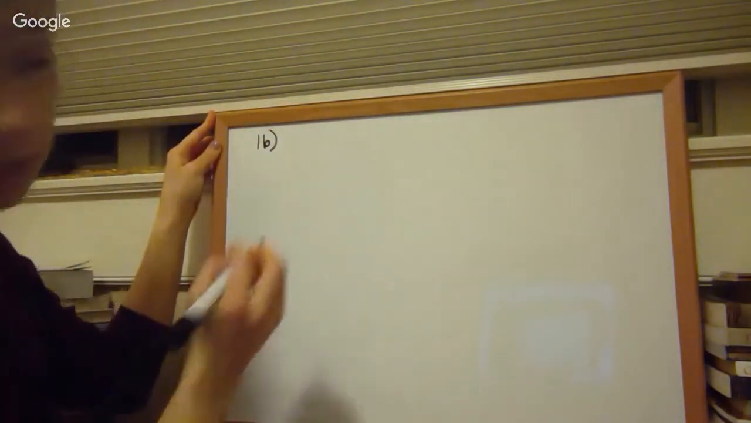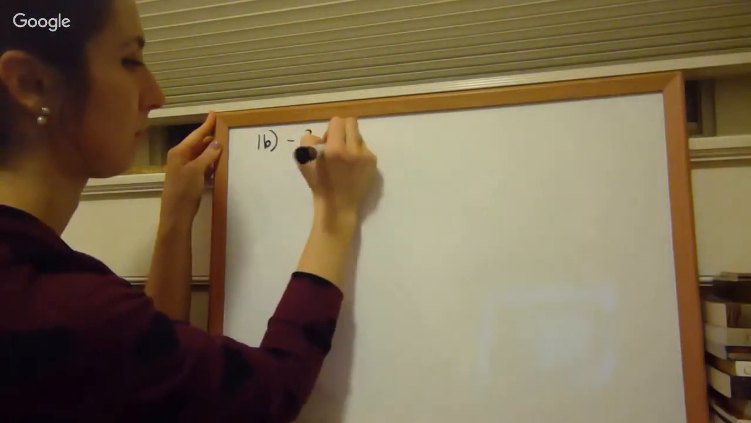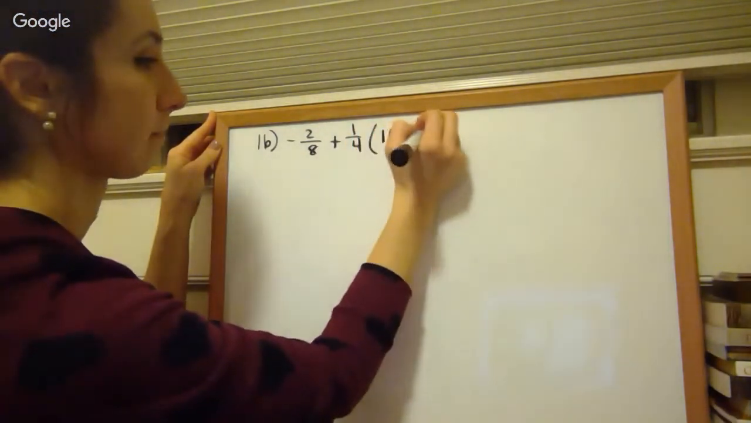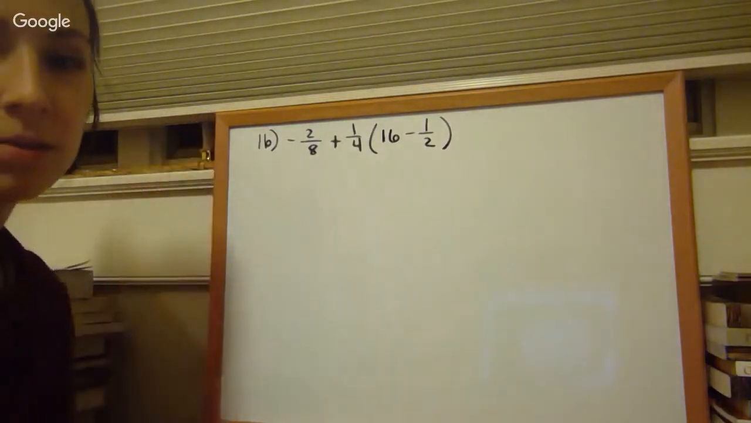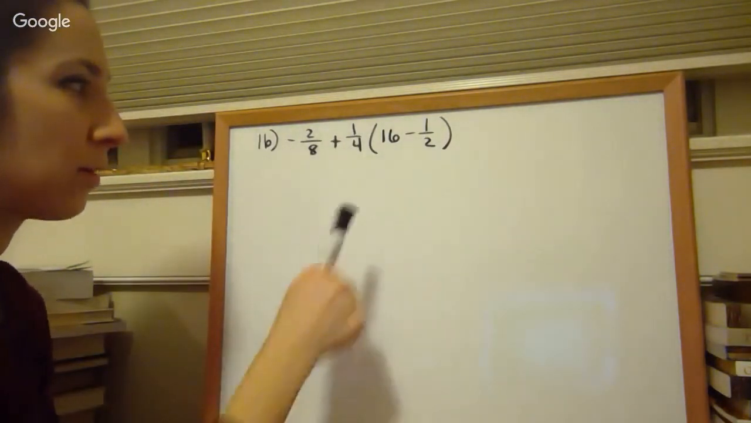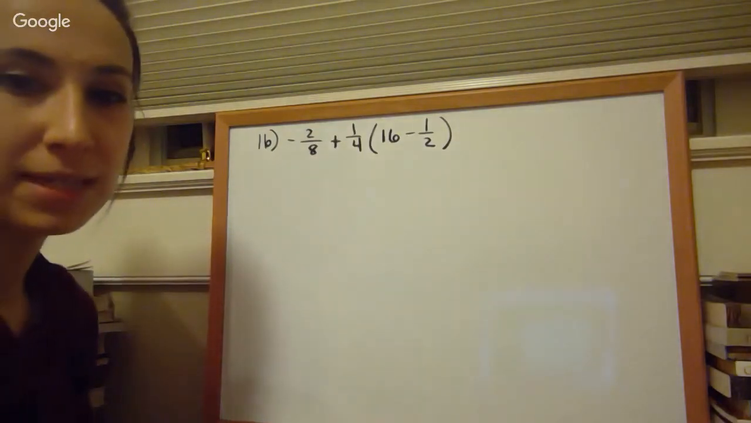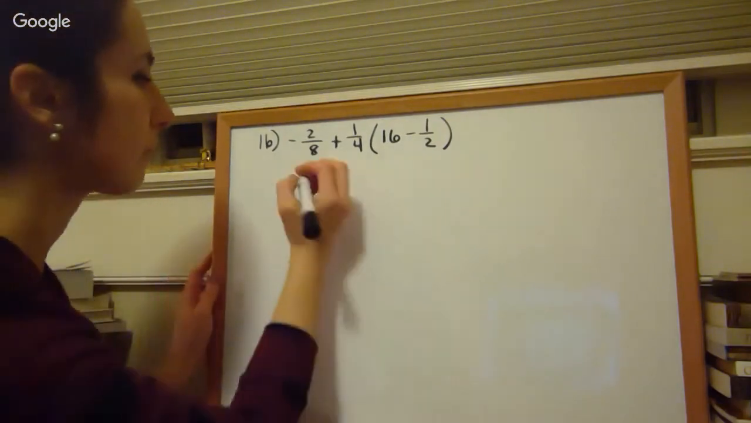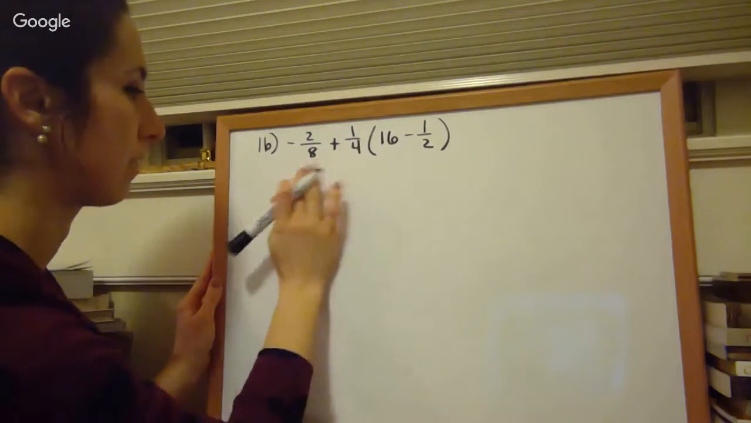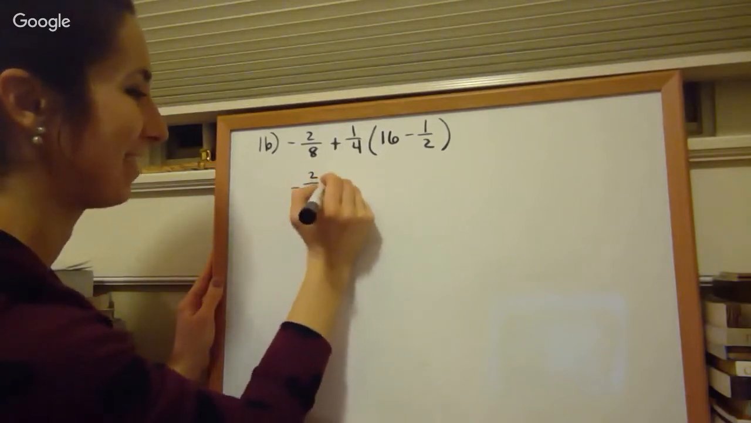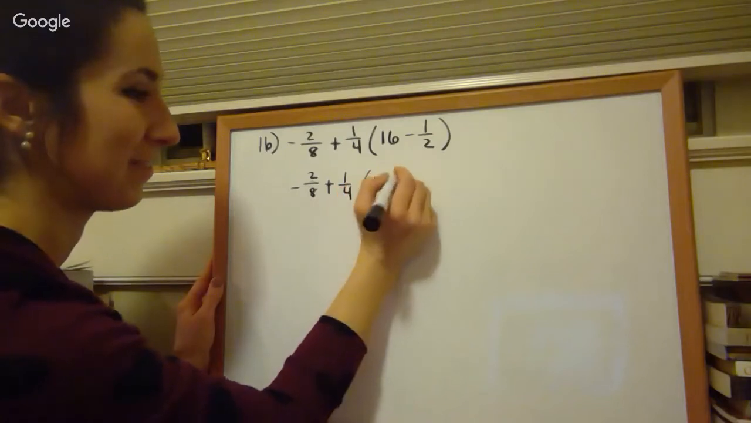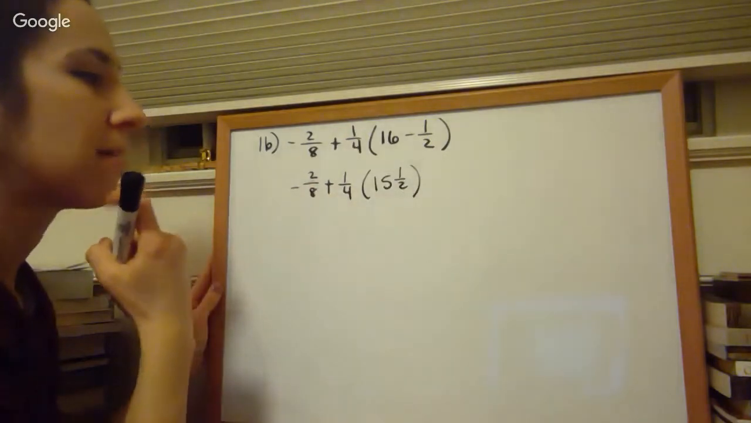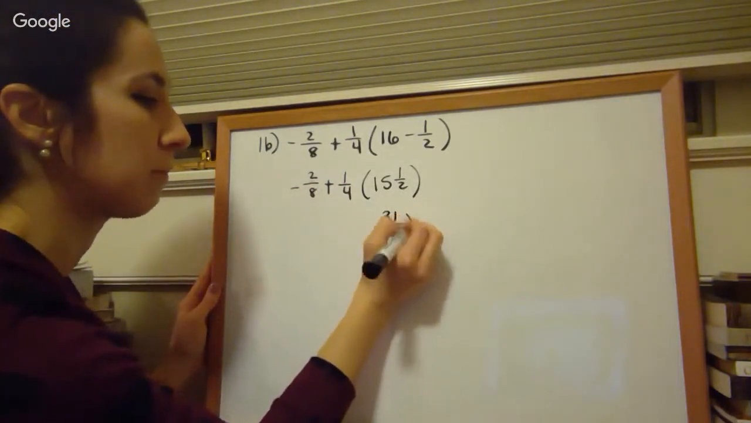So 1B is -2/8 plus 1/4, and then in parentheses, we've got 16 minus 1/2. Okay, so by the order of operations, we want to start with what's in parentheses first. So we have 16 minus 1/2, which if you think about that, that would be 15.5, right? So -2/8 plus 1/4, and then this is 15.5. Okay, you can change this to an improper fraction. So that would be 31/2.